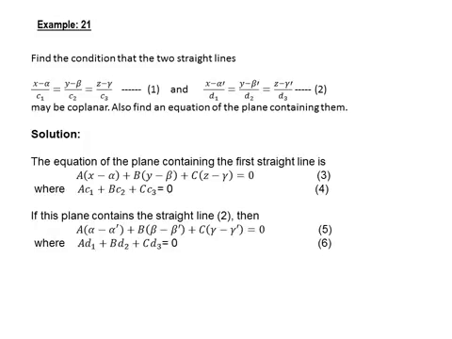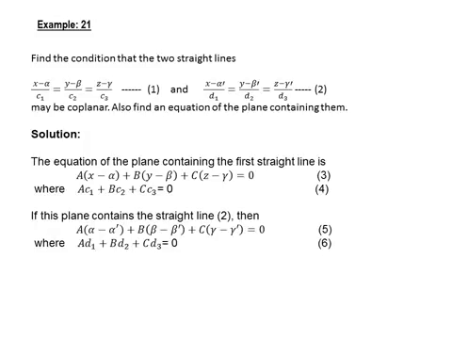So the value of x minus alpha becomes c1t. Similarly, y minus beta equals c2t, z minus gamma equals c3t. Putting these values in equation number 3, we get a c1 t plus b c2 t plus c c3 t equals 0, taking t as common. Since t is a parameter, it cannot be 0. Therefore, a c1 plus b c2 plus c c3 equals 0, which is equation number 4.